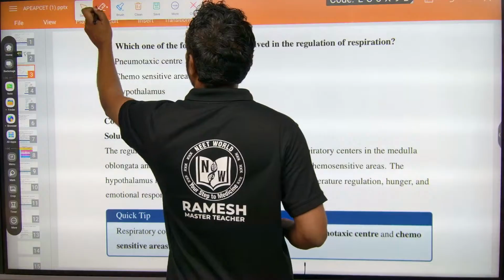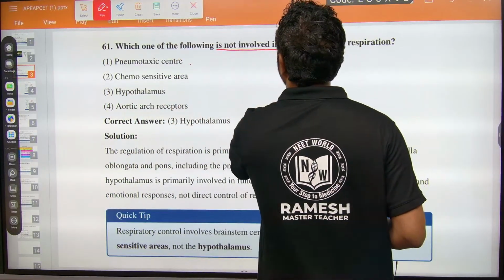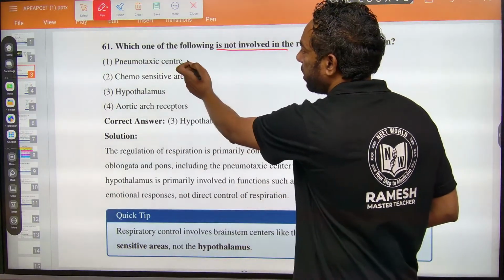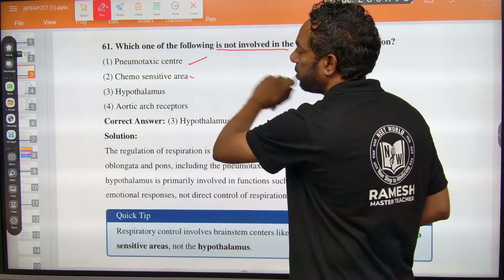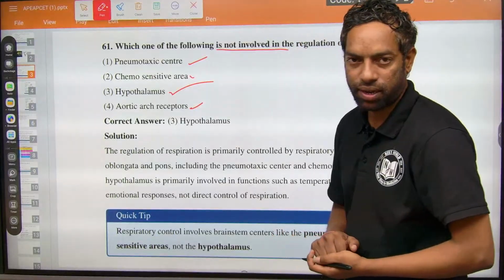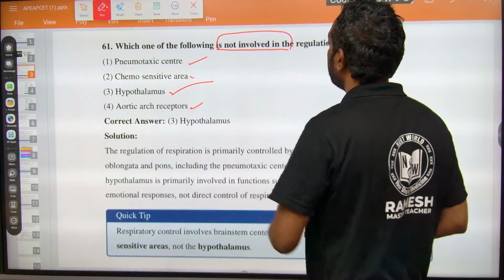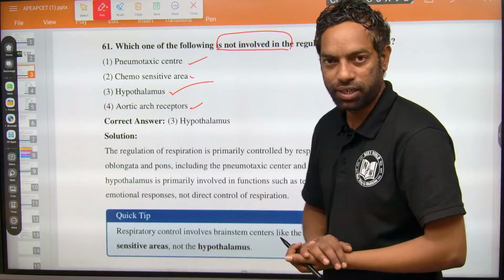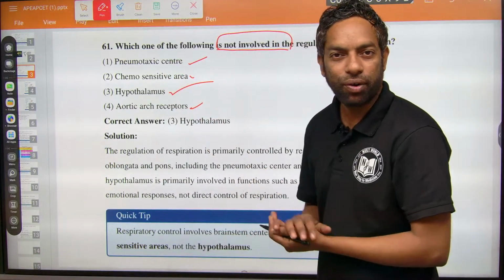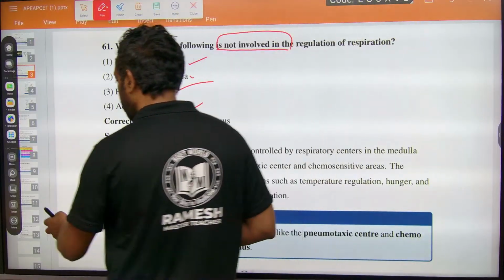The options are pneumotaxic center, chemosensitive area, hypothalamus, and aortic arch receptor. Which is not involved in the regulation of respiration? First of all, you must know what these parts are and where they are located. I am going to tell you, guys.